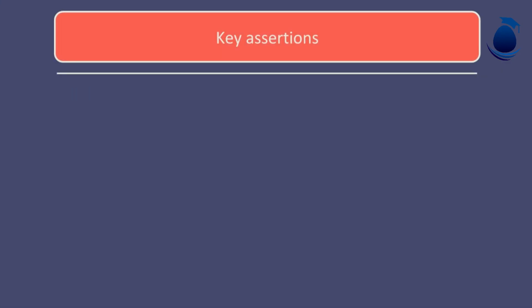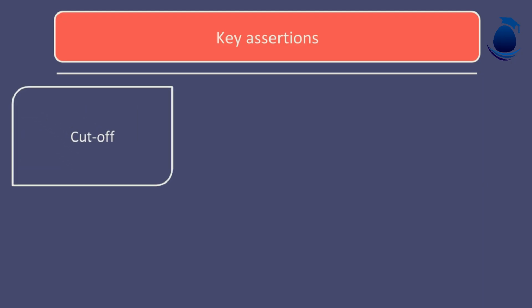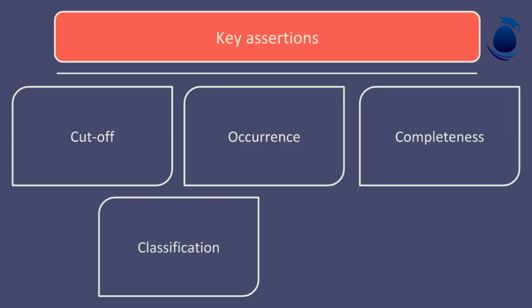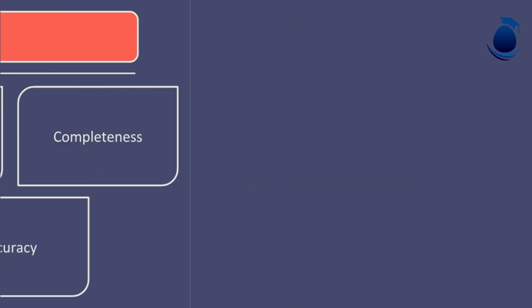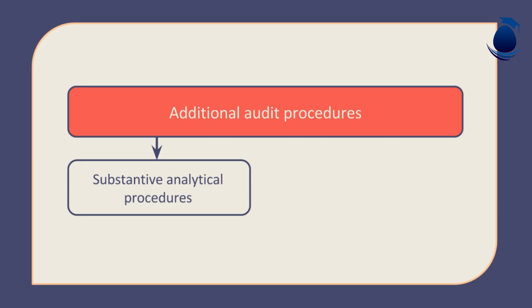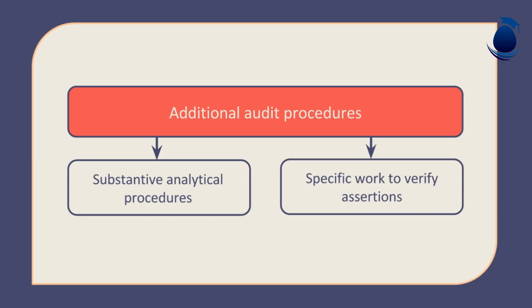The key assertions for the statement of profit and loss balances are cutoff, occurrence, completeness, classification, and accuracy. The additional audit procedures that should be carried out on these balances would include some substantive analytical procedures and some specific audit work to ensure the assertions are verified.